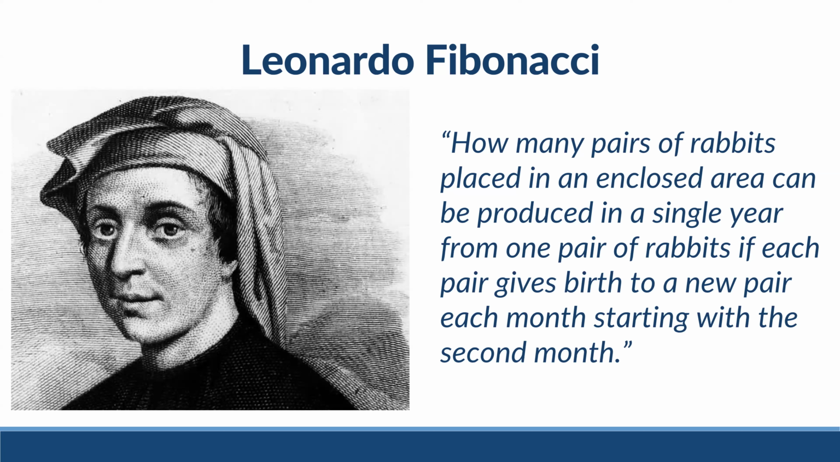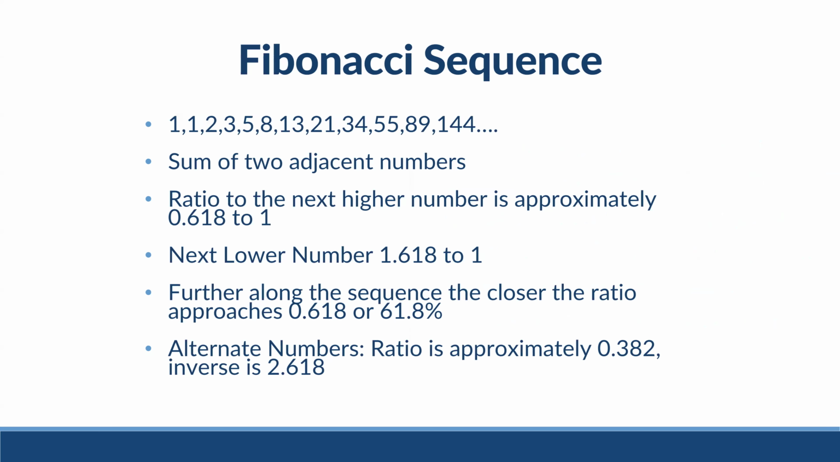Leonardo Fibonacci was a mathematician, and he posed the question: how many pairs of rabbits placed in an enclosed area can be produced in a single year from one pair of rabbits, if each pair gives birth to a new pair each month, starting with the second month? And he published this work in 1202. So a long time ago, the Fibonacci ratio came about.